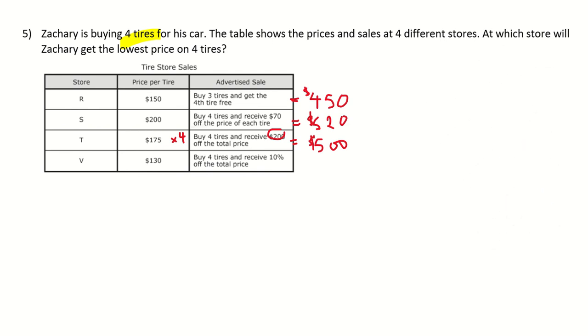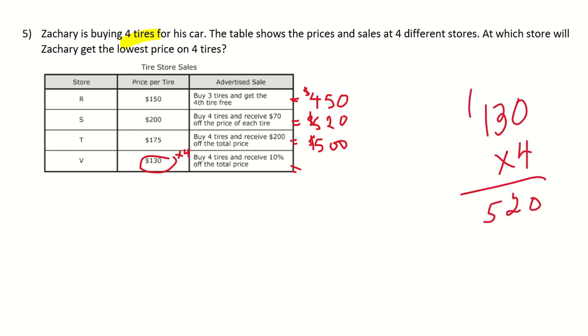So our last possibility is going to be this one. Store V. The price per tire is 130. Buy 4 tires and receive 10% off the total price. So 130 times 4. I think I did that right. That's 520.